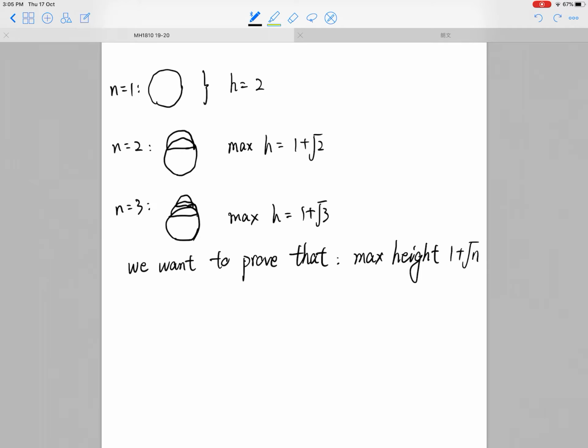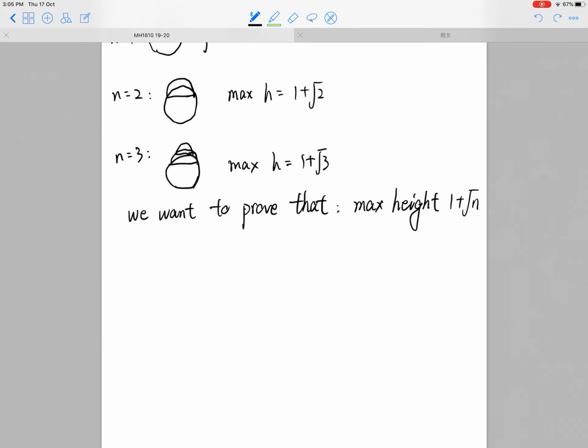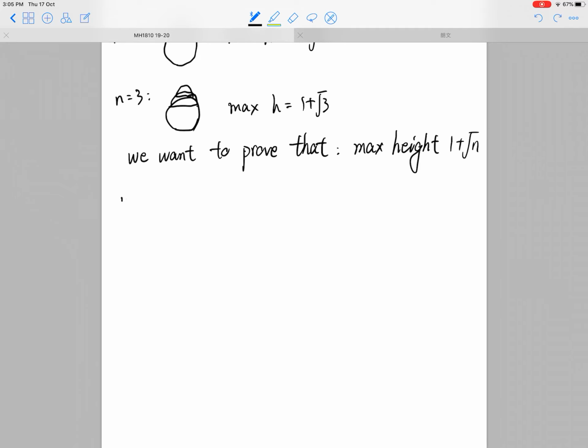Okay, so with mathematical induction, you don't need to jump into the details. So first, when n is 1, it's just one circle. The radius is 1, right? So the maximum height is 2, right, which is 1 plus square root of 1, right? So it is true. It follows this formula.